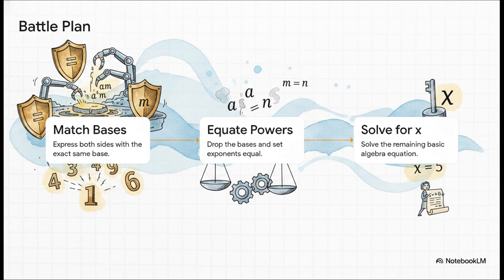We've got a super clear 3-step battle plan. Step 1. Manipulate the numbers using your golden rules so that both sides of the equation have the exact same base. Step 2. Once those bases match perfectly, you can literally just drop them entirely and set the exponents equal to each other. Step 3. Solve that newly created basic equation for x. It's a totally straightforward process of taking a massive complex problem and just breaking it down into manageable little pieces.